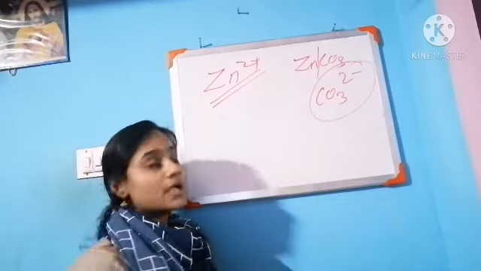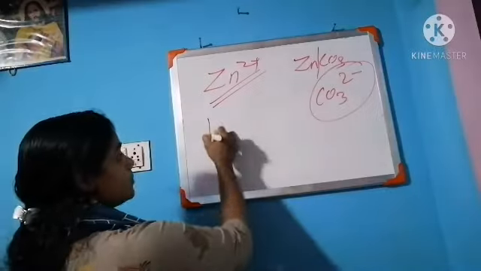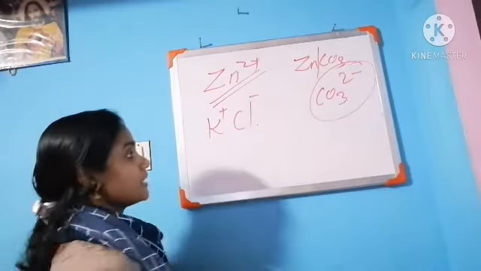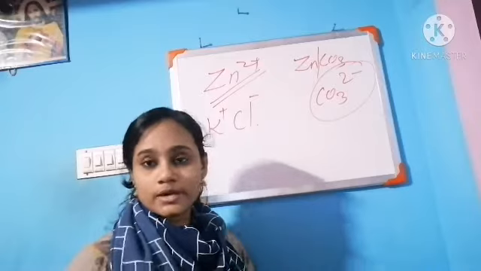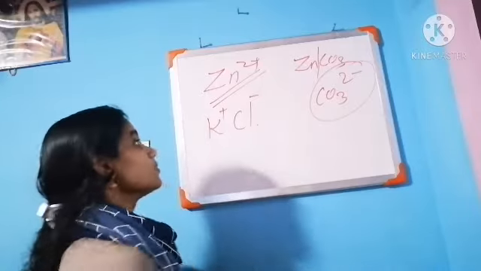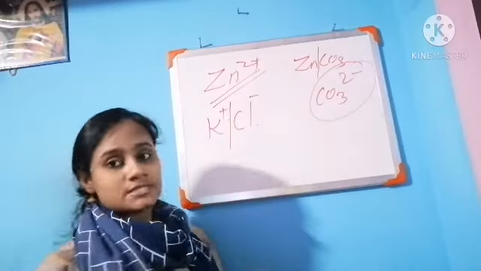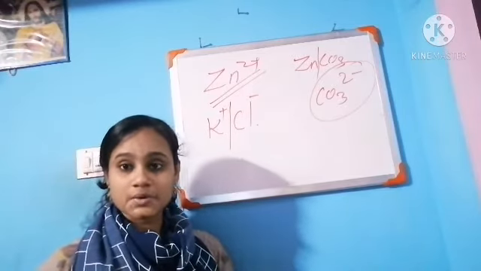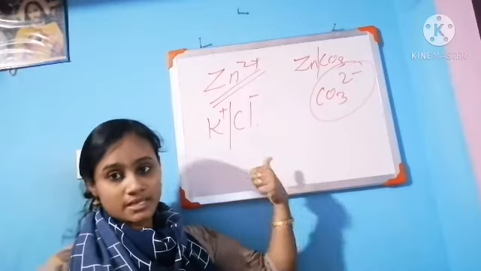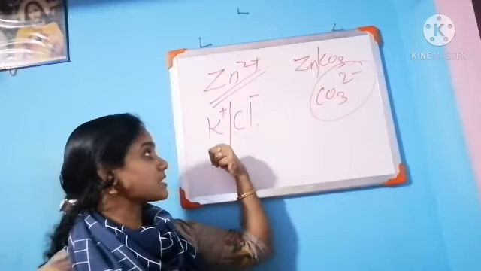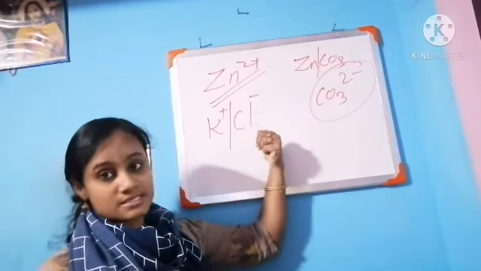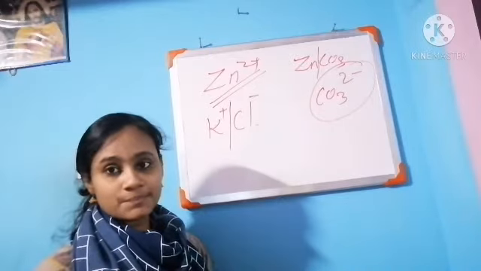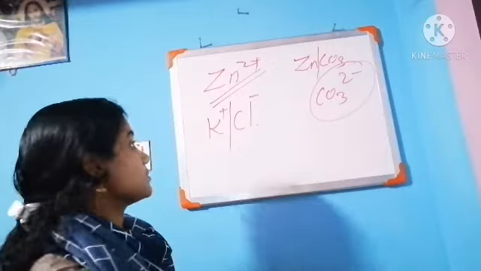Is it clear? Another example, potassium chloride. Potassium valency 1, chloride valency also 1. Split it. Which one is the positive radical? K+. Which one is the negative radical? Cl-. It is a basic radical, an acidic radical, a cation or an anion. Is it clear now?